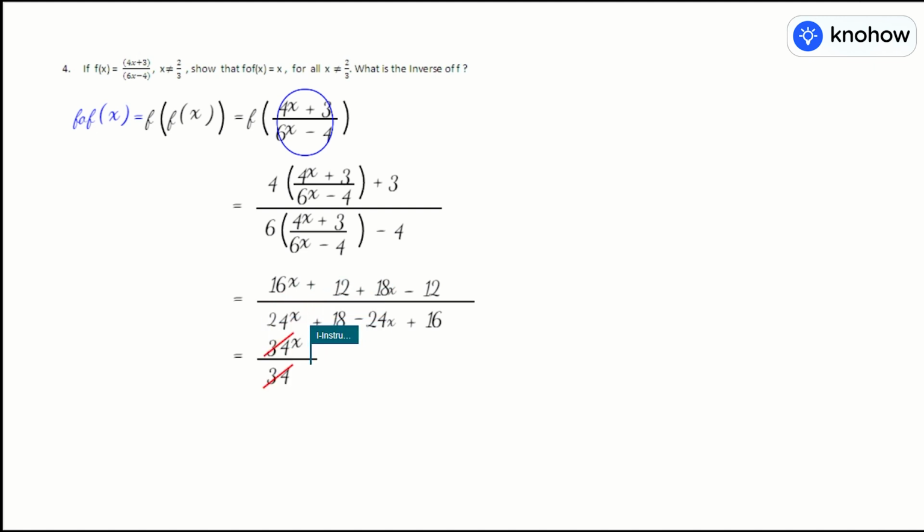So what do you find? That FOF of x is x again. That is an identity. So if FOF of x is x again, we can say the function FOF is an identity on x. And if it is an identity, then what will be f inverse? So f inverse will be f itself.